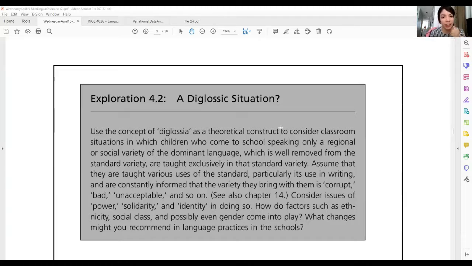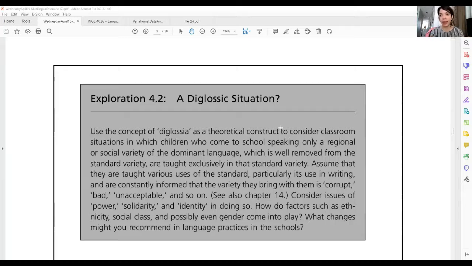So assume that they are taught various uses of the standard, particularly its use in writing, and are constantly informed that the variety they bring with them is corrupt, bad, unacceptable, and so on. So consider issues of power, solidarity, and identity that could arise from this situation. So how do factors such as ethnicity, social class, and possibly even gender come into play? So what changes might you recommend to language practices in schools?